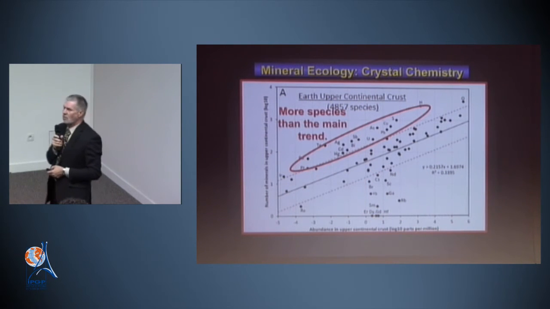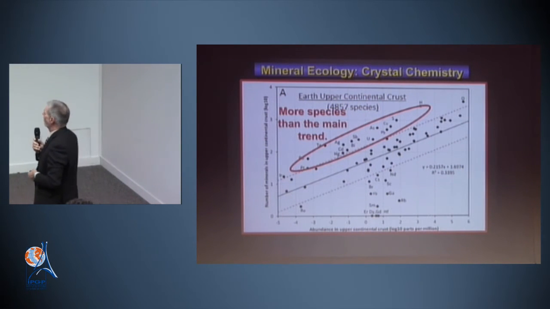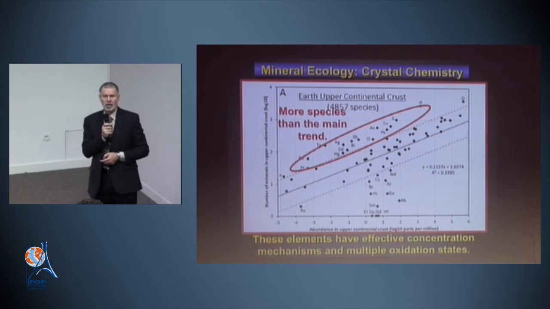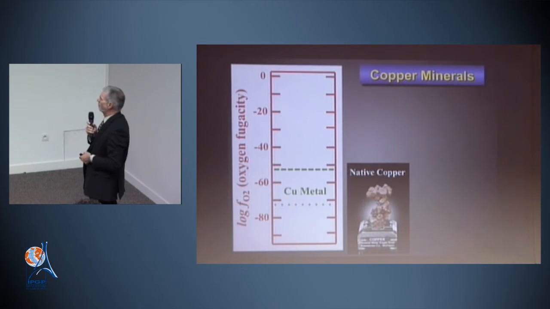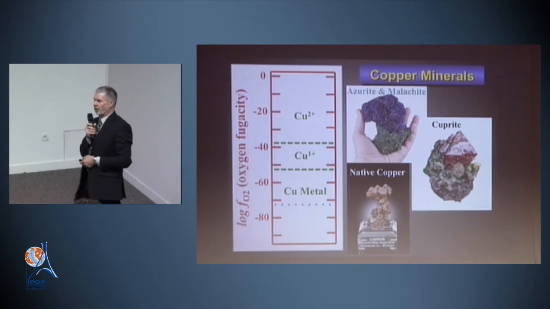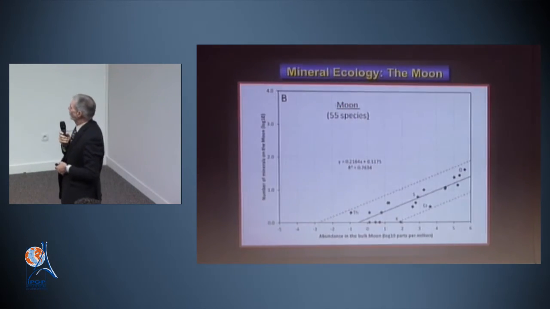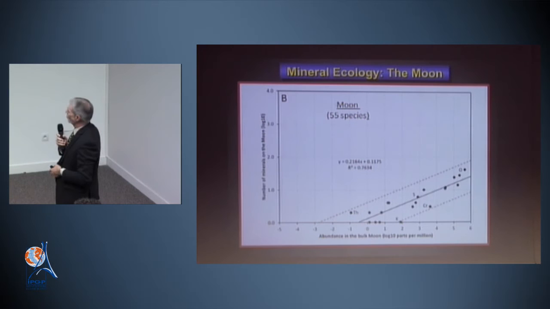Now, there are others that have many more species than you might expect, in some cases, an order of magnitude more. And here again, we can understand it because these are elements that all have multiple oxidation states and play multiple crystal chemical roles. Think about copper. Once again, we've seen this. It can occur as a native metal, it can occur in the +1 state, it can occur +2, it can bond to sulfur, it can bond to oxygen. Copper plays many different crystal chemical roles, and as a result, has far more mineral species than you might expect just from its crustal abundance. And that's true for all of those elements that lie above. But nevertheless, there is a general trend.